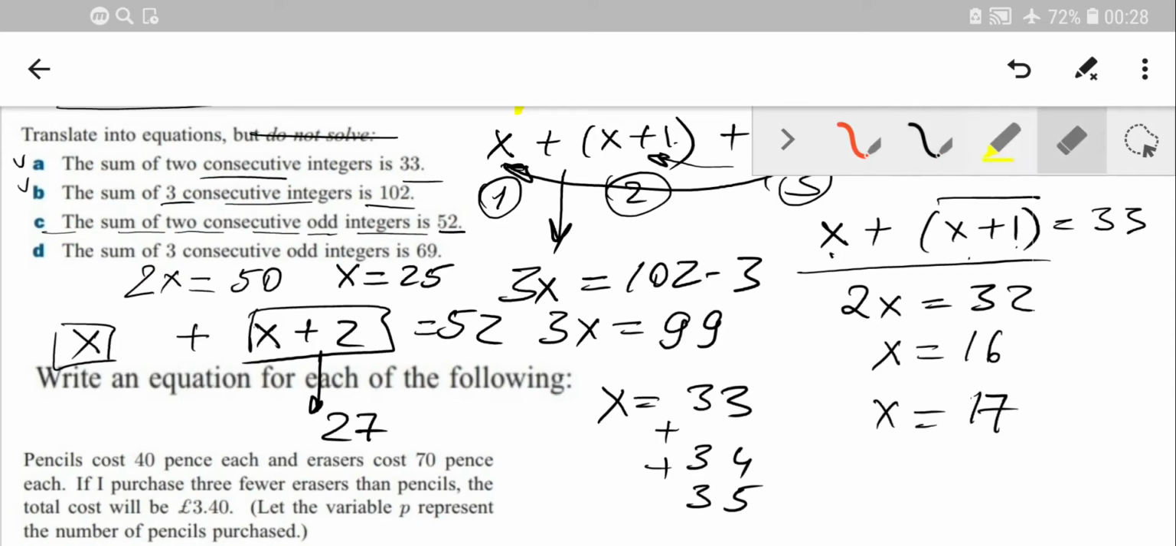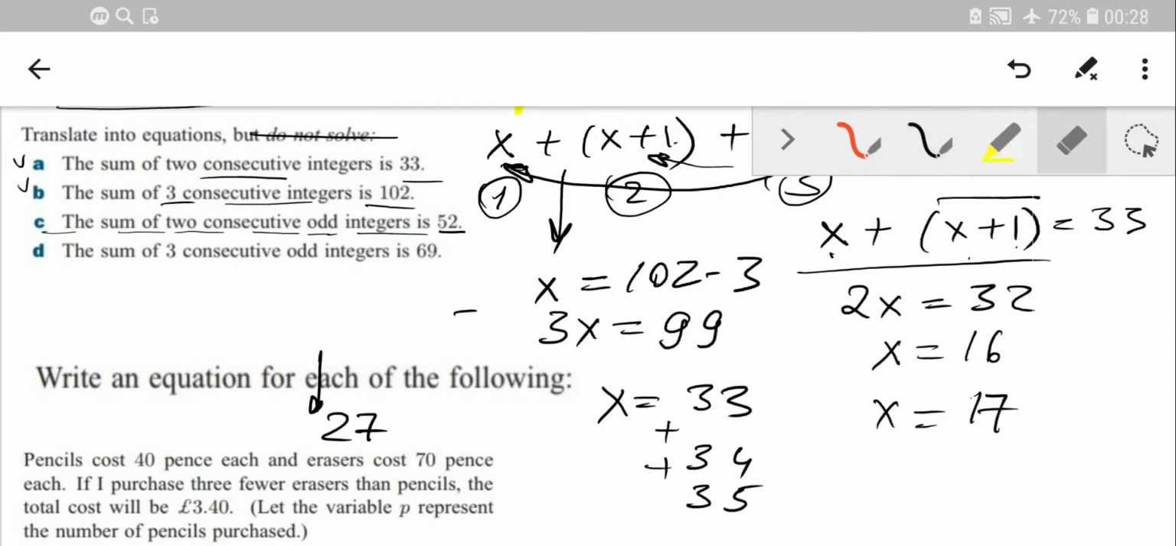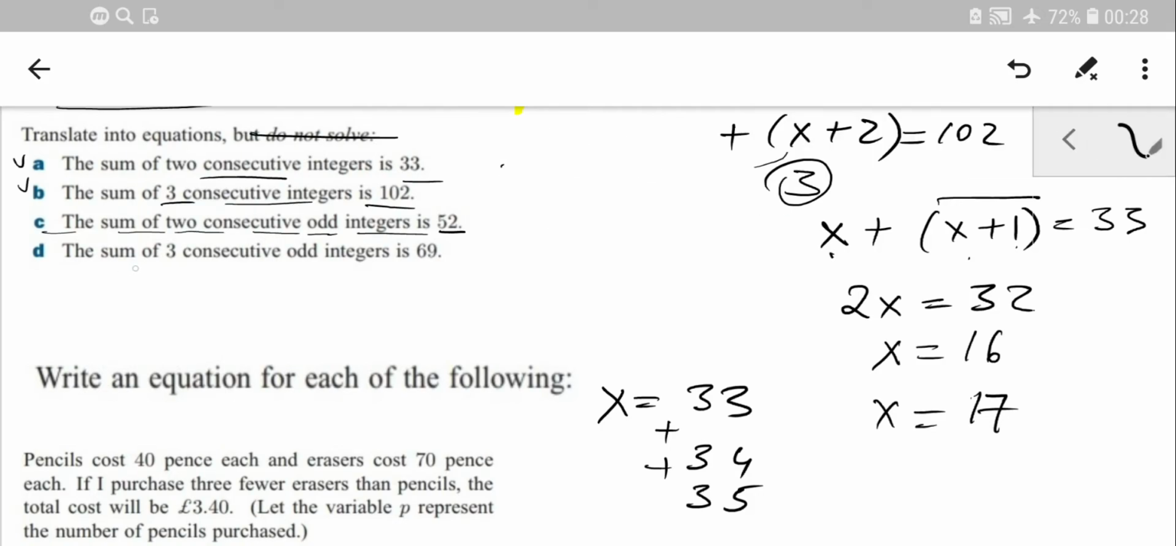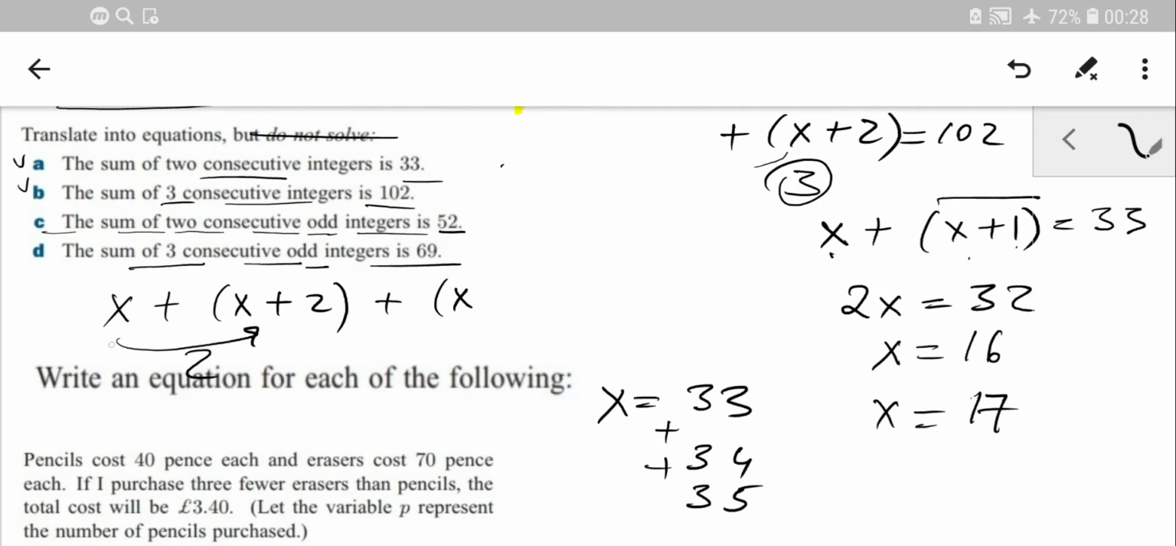And D, the last question. Let's try to solve that. The sum of 3 consecutive odd integers is 69. 3 consecutive and odd. So the first is x, the second x plus 2, and the third one, from the very first, how many units? 4 units apart, right? For example, if it's 5, this is 7, this should be 9. So 9 and 5, just 4 units.